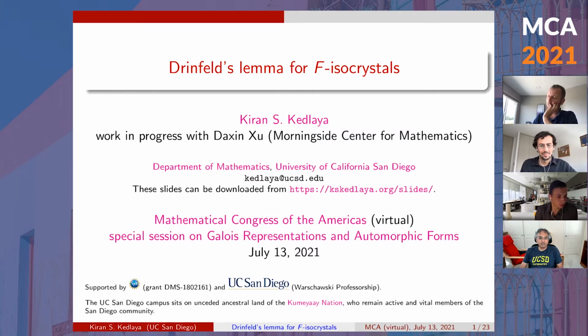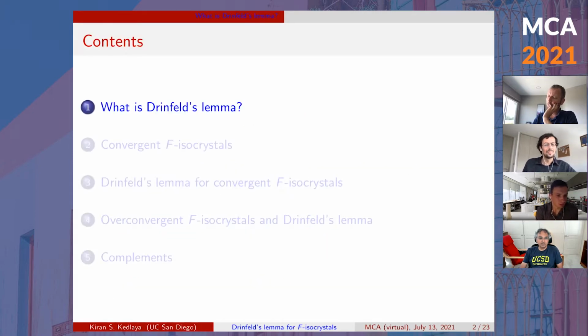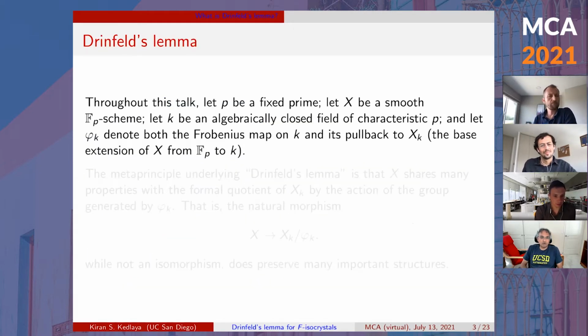All right. What is Drinfeld's Dilemma? So in this talk, I'm going to fix a prime p. We're going to be talking from the point of view of the Langlands program. We're going to be talking about the function field situation in characteristic p. Now, X is going to be a smooth F_p-scheme. It's not necessarily a curve. X will be playing the role of some other thing, like a moduli space of Shtukas.